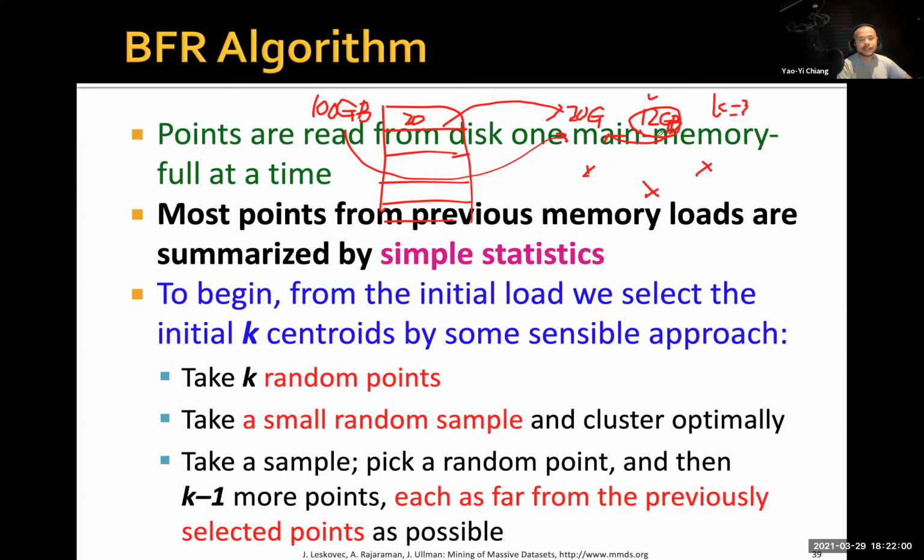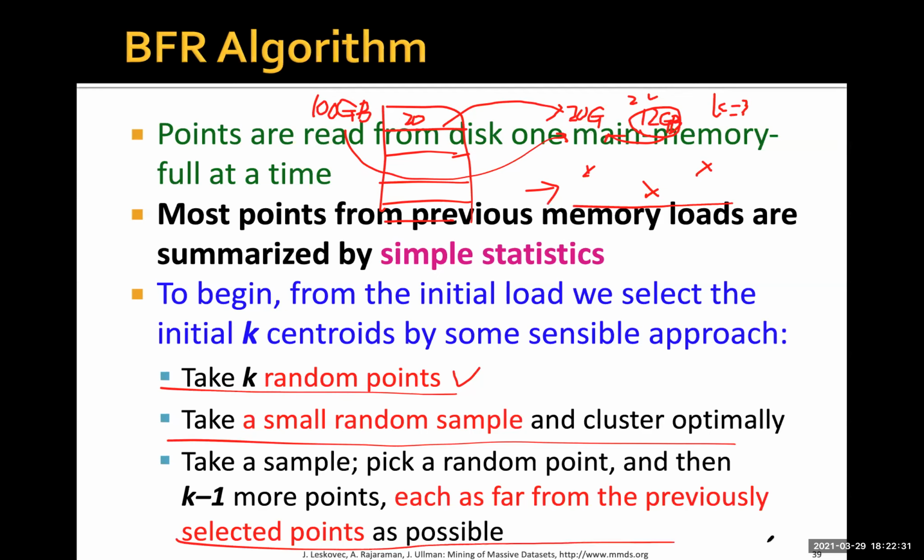If 12 gigabyte is not enough for you to generate this based on our k-means algorithm, you can say, all right, let me just take some k random points, approach number 1. So then you have these 3 points. Or you take a small random sample, you say, all right, I don't want to run the k-means algorithm on the 20 gigabyte. I'll just take some sample, 2 gigabyte, and I run it, I have these 3 centroid. Or you just pick samples like we used to do. Okay, so first step, you decided these 3 centroid.